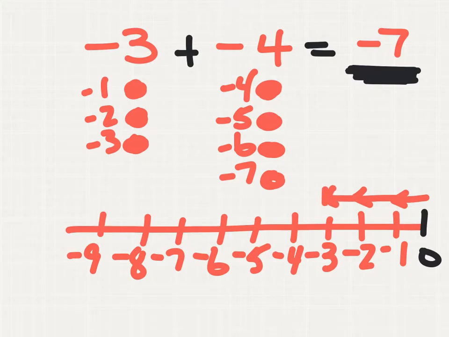Then, once I've arrived at -3, I look at my problem and it says add -4. Well, we know normally adding would mean go to the right, except here I'm not adding a positive, which would move right. I'm adding a negative, which continues to go left. So I go 4 more steps to the left. And as I go 4 more steps to the left, I land at -7. -3 plus -4 is -7.